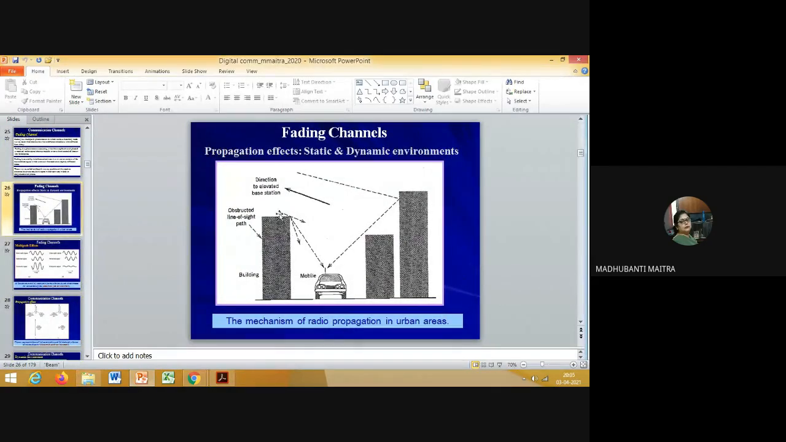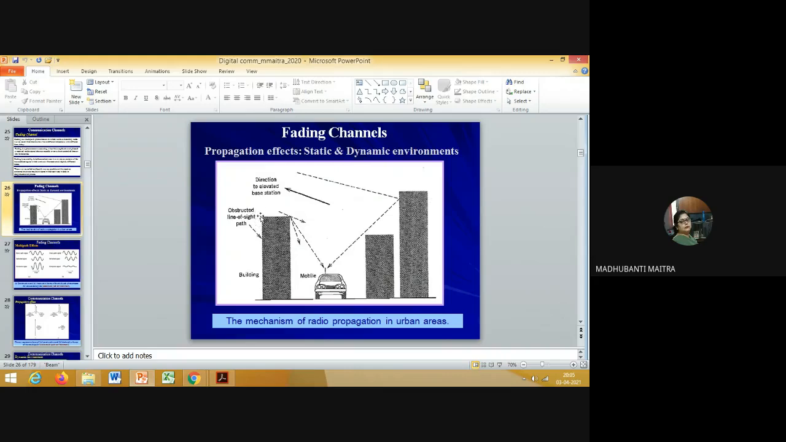As you can see, there are towers and buildings like this, and this is a mobile unit having a receiver. The mobile unit can work as a transceiver, that means it can transmit as well as receive. For the time being, we are assuming that this particular car is receiving. This is for wireless communication, so the transmitter and the receiver are not connected via wire.